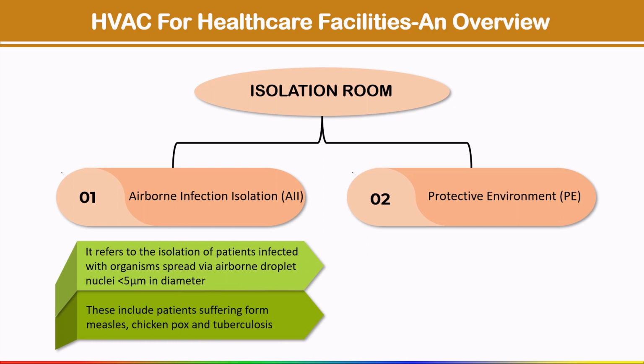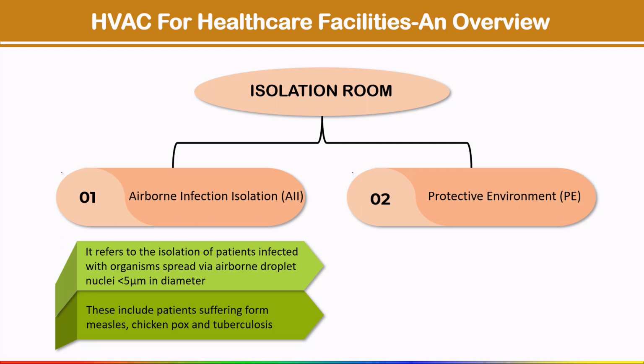These include patients suffering from measles, chickenpox, and tuberculosis. Other areas include the emergency department, intensive care unit, and procedure areas such as bronchoscopy suites or sputum induction rooms, etc. Now the second one is the protective environment isolation room.